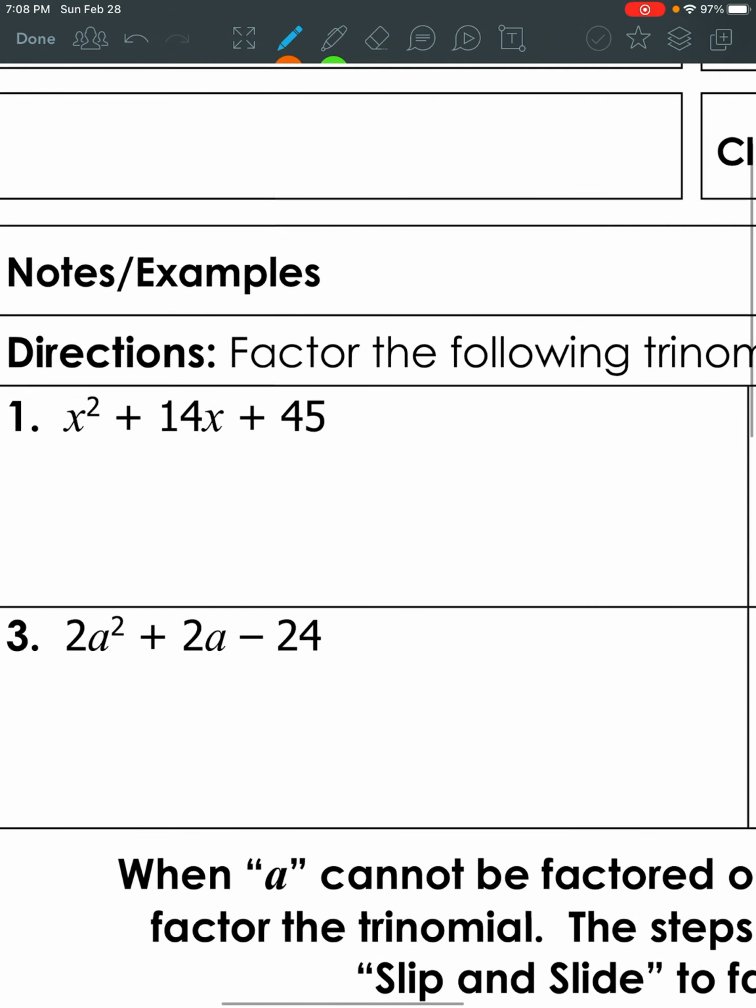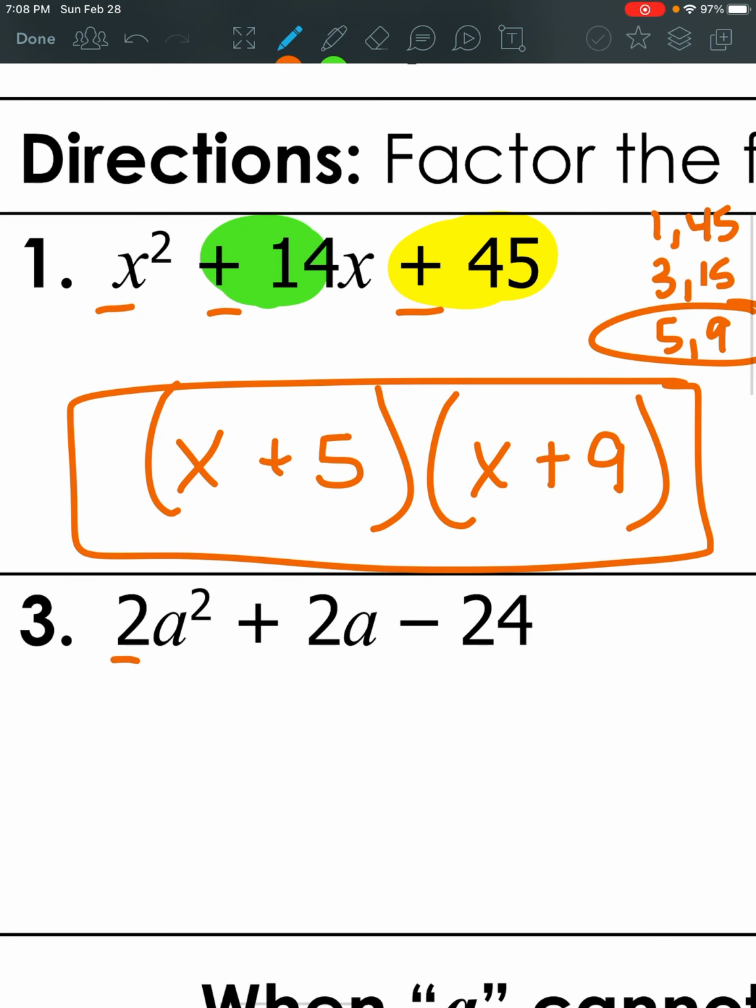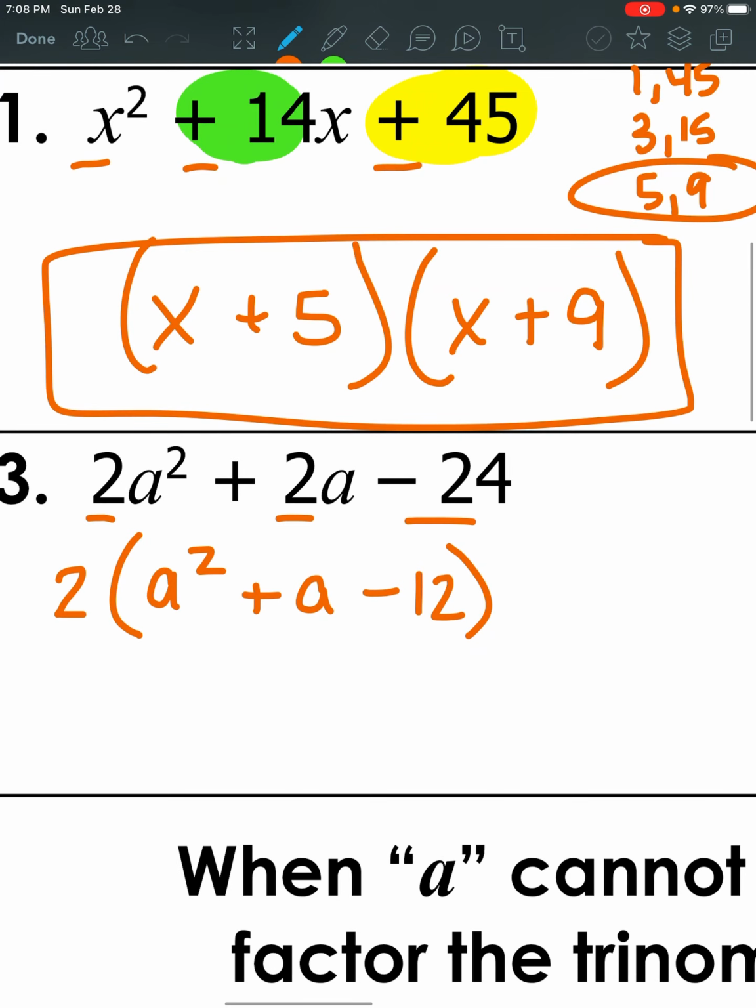Now, the next 2 examples, we have a GCF. So look at our coefficients, 2, 2, and negative 24. So they all have a GCF of 2. Now, only the first and second term have the a's, so we cannot pull out a variable with this. Then don't forget, we divide all 3 of those terms by 2. So 2a squared divided by 2 is just a squared. 2a divided by 2 is 1a, or just the a. And then negative 24 divided by 2. So now we are looking at this a squared plus a minus 12.